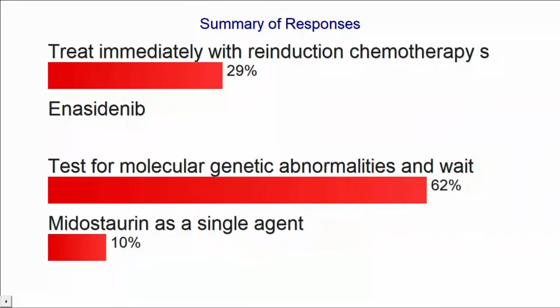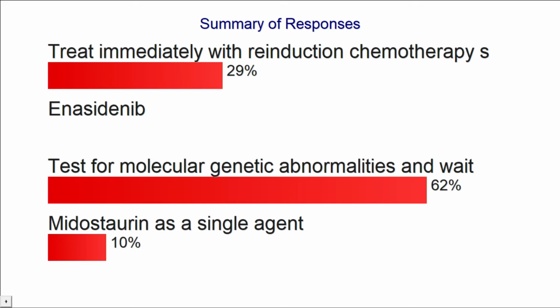Okay, we've got treat immediately, test for molecular genetic abnormalities and wait, and midostaurin as a single agent. So in discussing this, I'll tell you what I'm going to do, what I thought I would do, and what I thought I wouldn't do. I would not give midostaurin as a single agent because the efficacy of midostaurin as a single agent in relapsed and refractory disease is minimal. There is actually no activity in that setting. So I certainly would not do that.